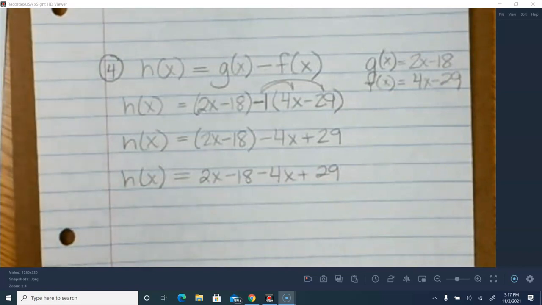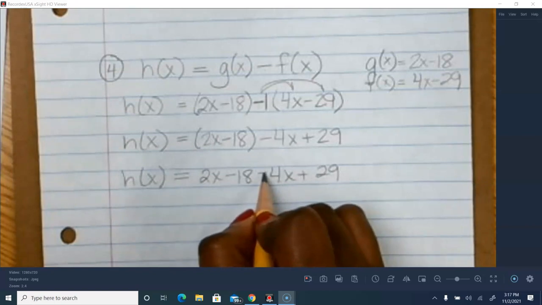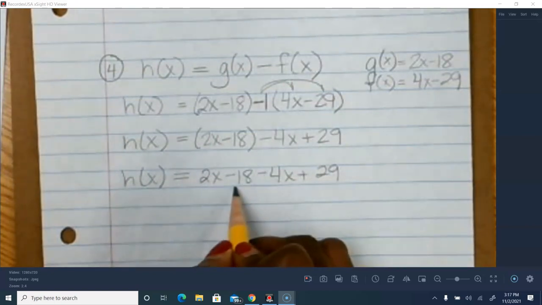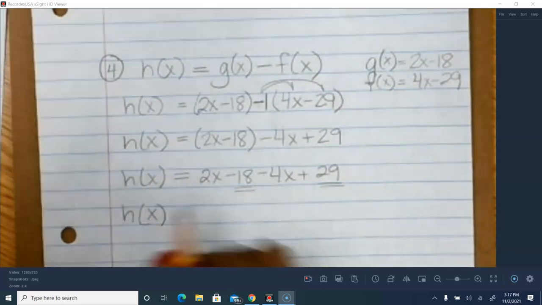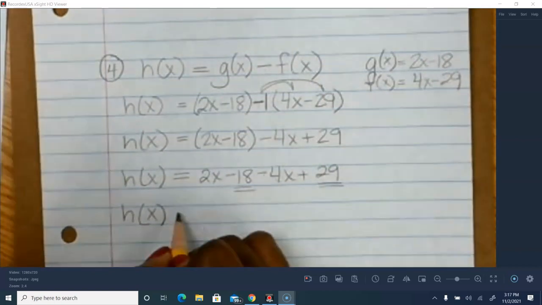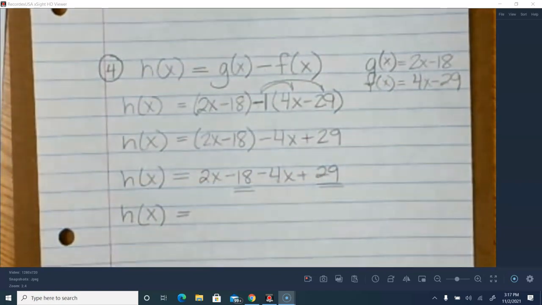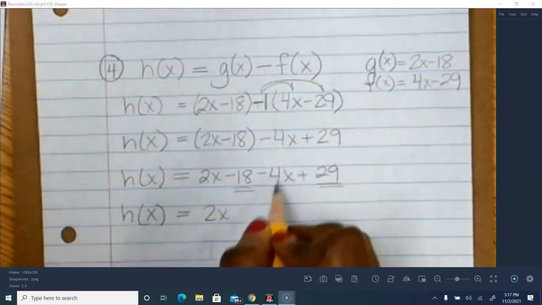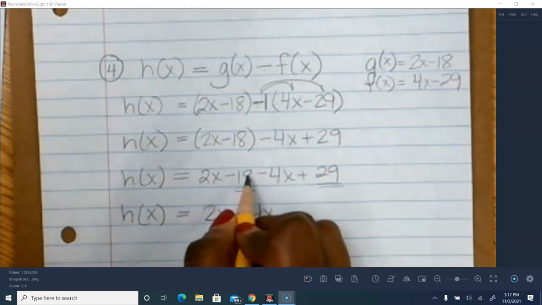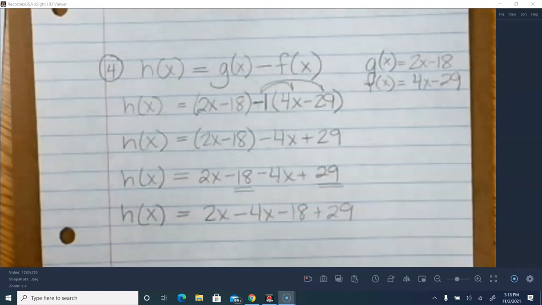Now I see that I have some like terms that I can combine. I have 2x and negative 4x. I have negative 18 and I have positive 29. So I want to put my like terms side by side, so I'm going to use the commutative property. Being mindful to keep my structure aligned, I'm going to line up my h of x and rewrite this with my like terms side by side, putting my variable terms first. So I have a positive 2x, and I'm going to put that with a negative 4x, and then I have a negative 18, and I'm going to combine that with a positive 29.